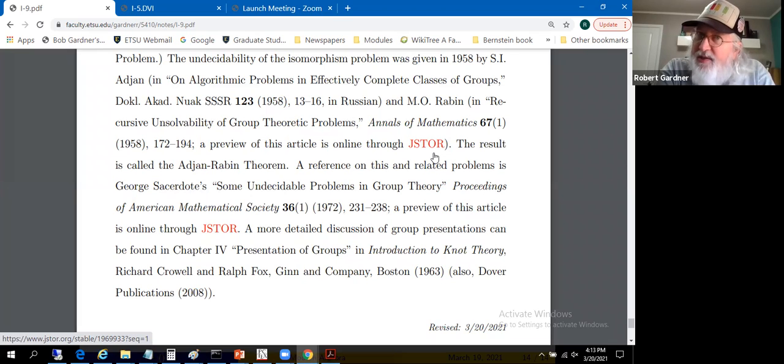You can get to these if you use your ETSU credentials, though. You can log in using your ETSU credentials into the ETSU library, and we subscribe to JSTOR, and you can see the entirety of these papers. Anything by the AMS, the American Mathematical Society, ETSU is an institutional member, so you can get access to it if you go through the proper protocols.